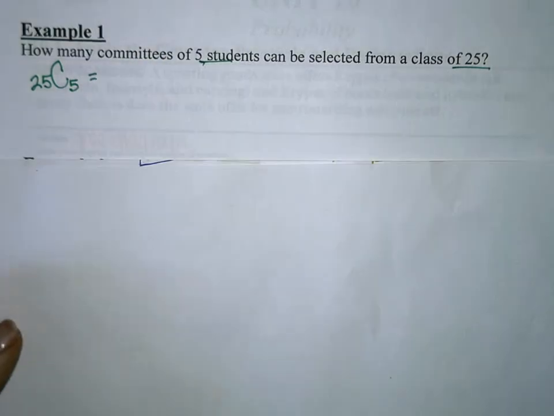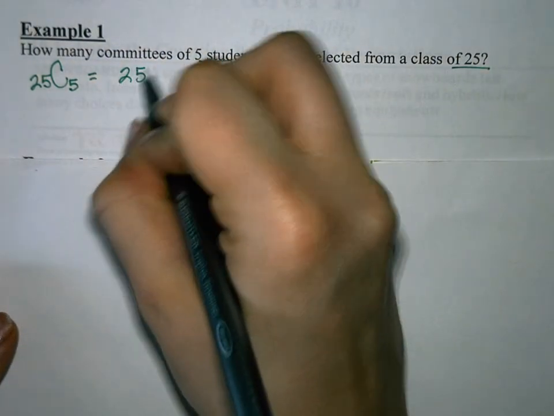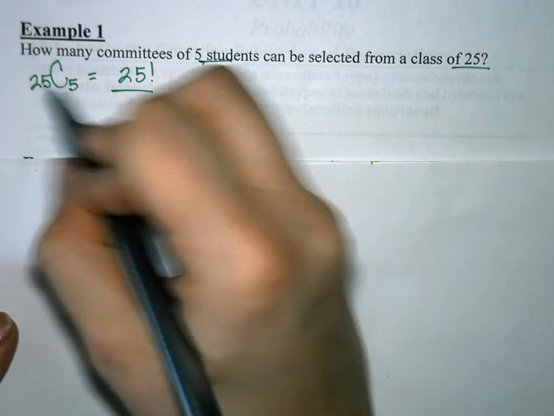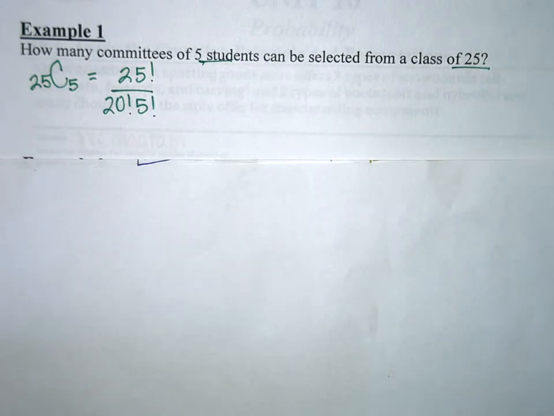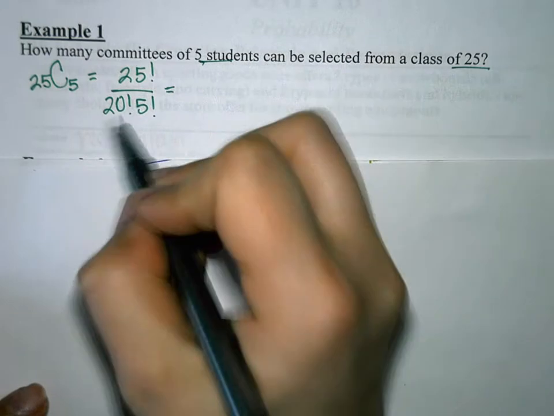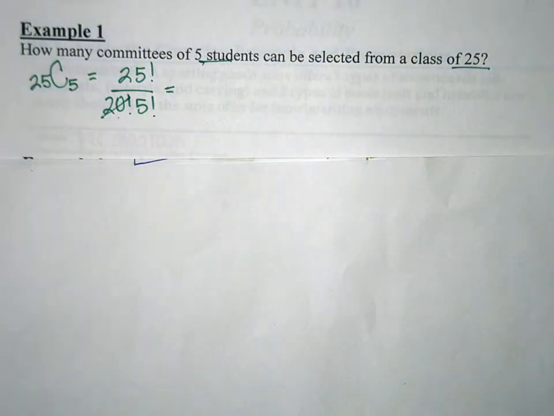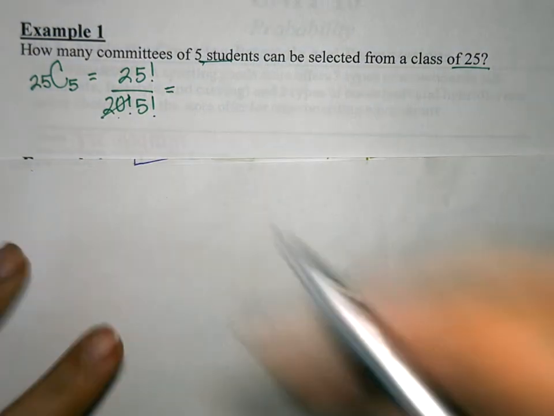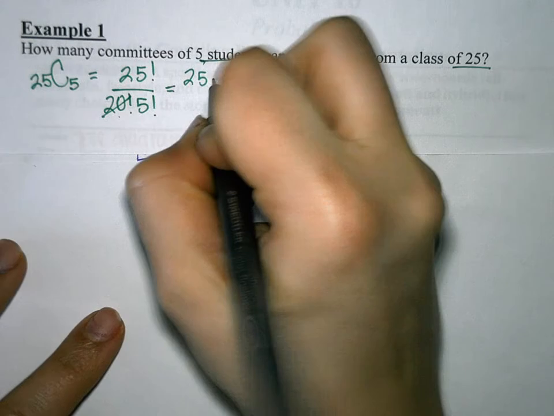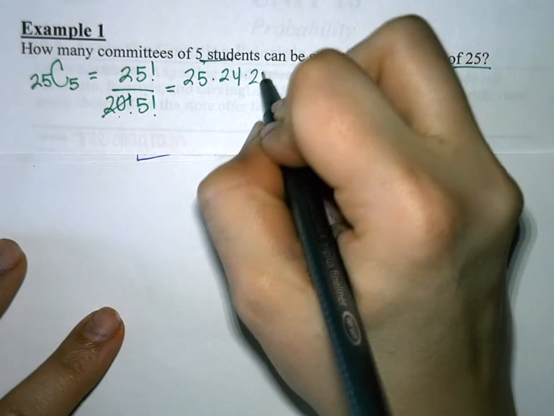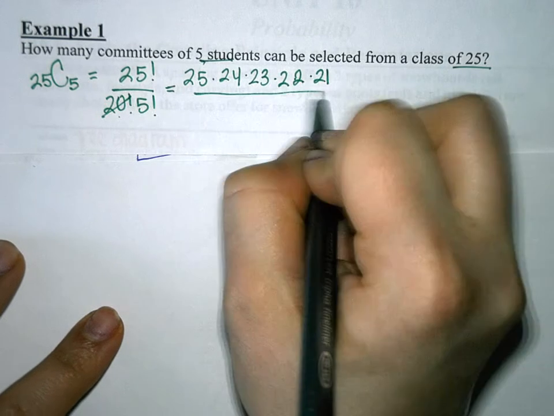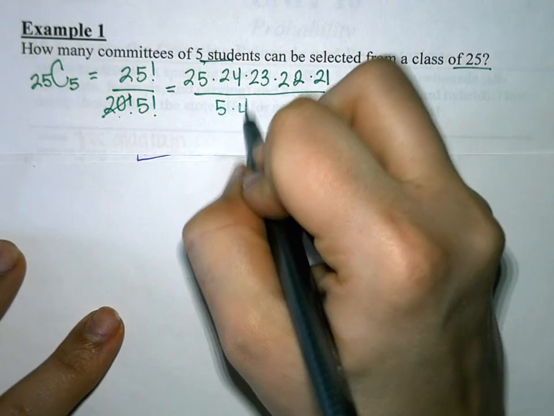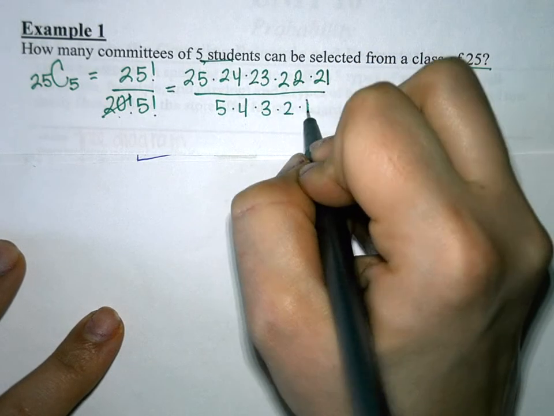So using our formula, that is 25 factorial over 25 minus 5 is 20 factorial, and then r factorial, which is 5. Now the 20 all the way down to 1 is going to reduce, so let's not write all of it out. But we will be left with 25 times 24, 23, 22, and 21. And then the 5 is going to be 5, 4, 3, 2, 1.